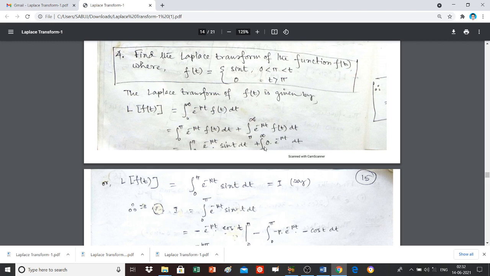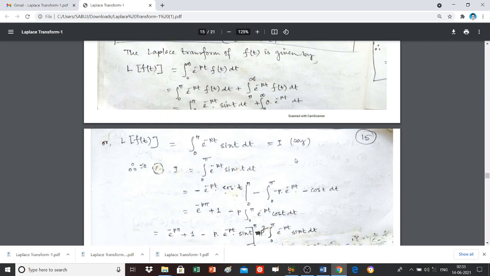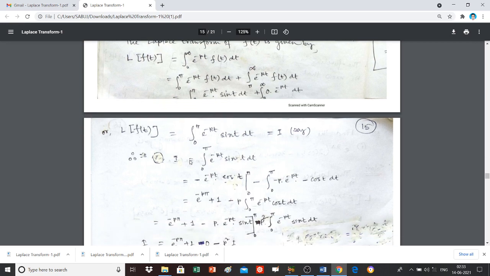After that, plus pi to infinity, you know that in this case, since the function is defined as f(t) equal to 0, so in this limit f(t) has the value 0, so 0 into this term will give you a null result. So the Laplace transform of f(t) is equal to the integral from 0 to pi, only the first term will be there, e to the minus pt sin t dt, that is equal to, say, I. So now I is equal to the integral from 0 to pi of e to the minus pt sin t dt.